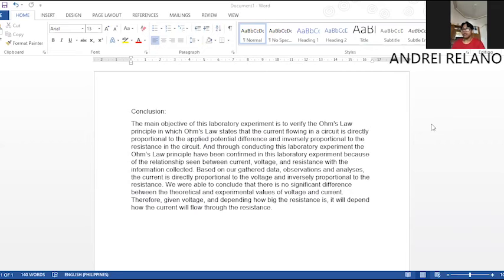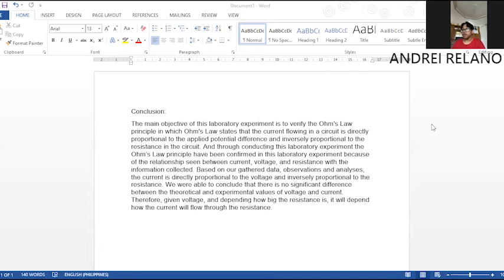I was assigned to do the task in conclusion. The main objective of this laboratory experiment is to verify the Ohm's law principle, in which Ohm's law states that the current flowing in a circuit is directly proportional to the applied potential difference and inversely proportional to the resistance in the circuit. And through conducting this laboratory experiment, the Ohm's law principle has been confirmed because of the relationship seen between current, voltage, and resistance.